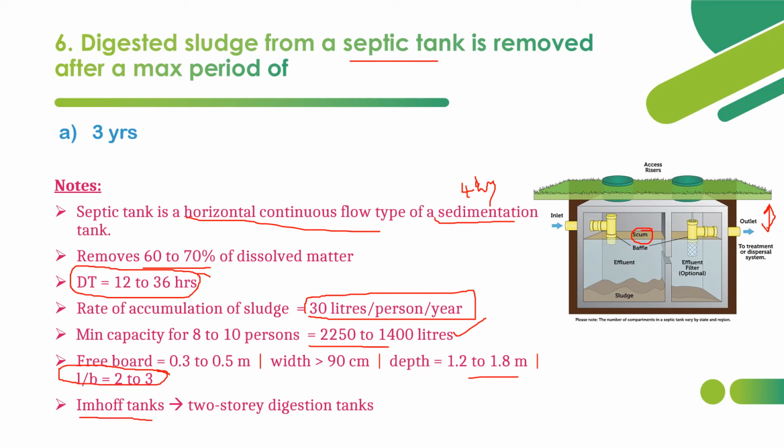And there is something called IMF tank. IMF tank is also a septic tank but having two-story digestion tanks. So this is the main difference between a septic tank and IMF tank. So these are some main points or important things regarding septic tank. Now let's move on to seventh question.